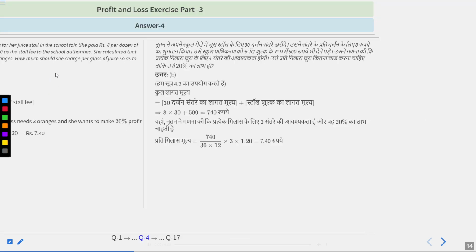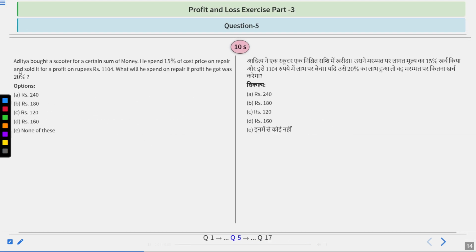Next one. Aditya bought a scooter for a certain sum of money. He spent 15% of the cost price on repair and sold it for a profit, at rupees 1104. What will he spend on repair if the profit he got was 20%? Clear? You have 5 options and 10 seconds to analyze the question. Your time starts now.